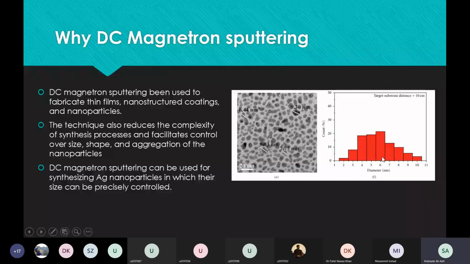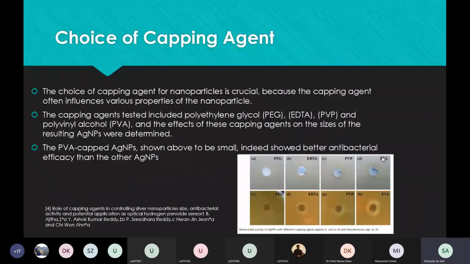Moving on, after sputtering, what we did was dissolve the glass slide in hydrofluoric acid to separate the silver nanoparticles from the glass slide. But there was still some glass residue left. So to separate the residue from the nanoparticles, we needed to use a capping agent. Now the choice of the capping agent is very important because the capping agent actually influences various properties of the nanoparticles. And according to the literature, the best capping agents are listed: PEG, EDTA, PVP, and PVA, polyvinyl alcohol.